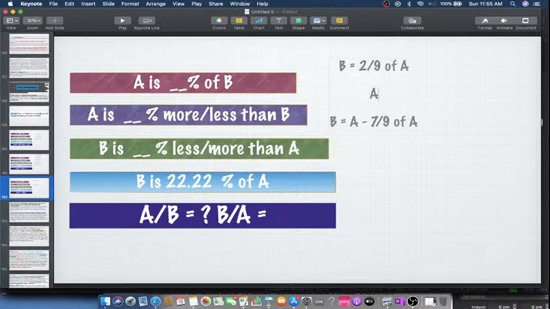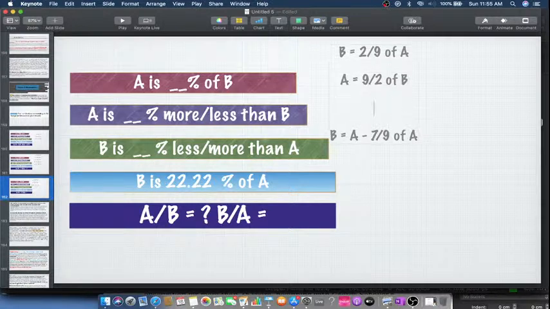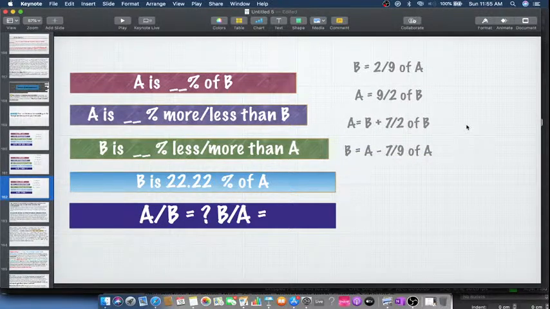Now again, stick to this story, reinterpret it. If B is 2 by 9 of A, then A will be equal to 9 by 2 of B. Interpret this now. 1 by 2 is 50%, so 9 by 2, 9 times 50, will be 450% of B. Reinterpret this. A is equal to B, which is nothing but 2 by 2, and you want 9 by 2. That means you want to add 7 by 2 of B to this story. So these are your equation interpretations.